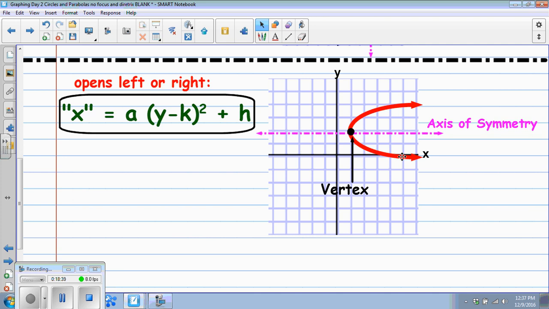So you have to be careful. When it's x equals, don't just automatically say the vertex is this, because they're switched. X and y have to be in the proper place. H is your x-coordinate for your vertex. K is your y-coordinate for your vertex. Okay? Let's practice.